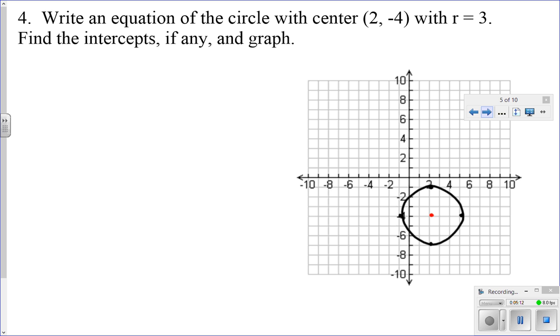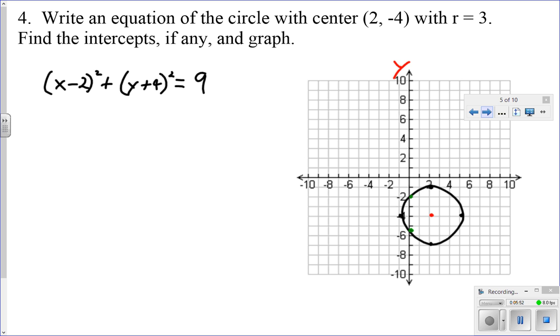With this equation, it's somewhat hard just to deduce the intercepts, but I can definitely see that I'm going to have some y-intercepts here, in a different color, somewhere around there, somewhere around there. So to figure out what those points are, I'm going to set up my equation: x minus 2 squared plus y plus 4 squared equals 9.